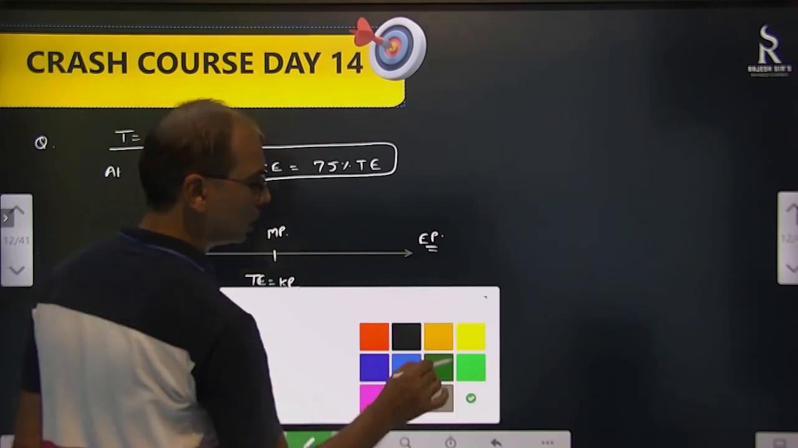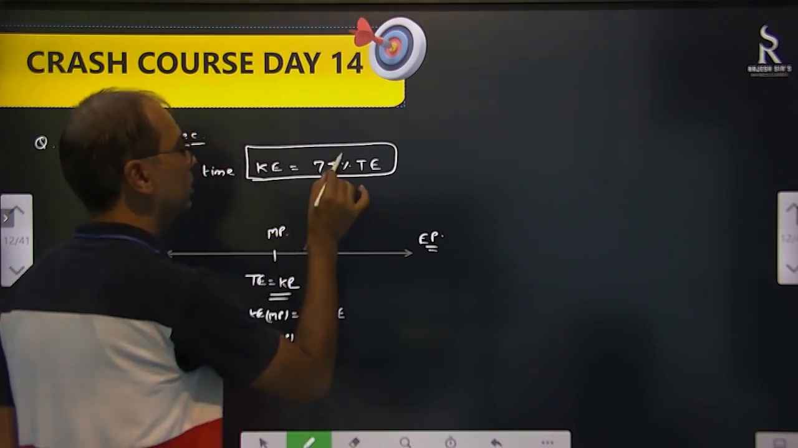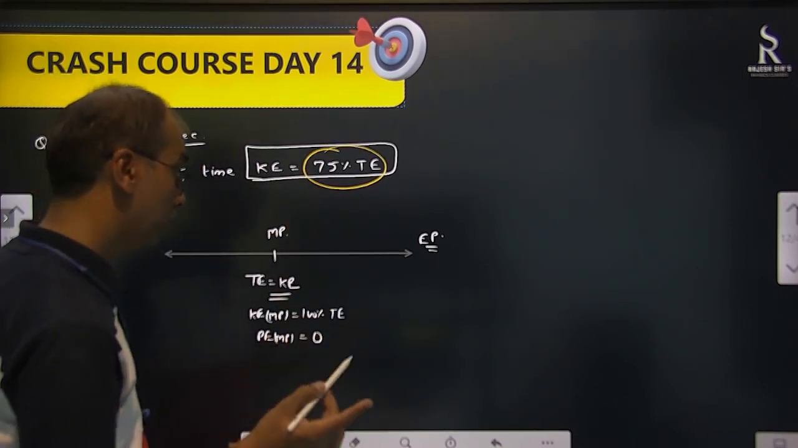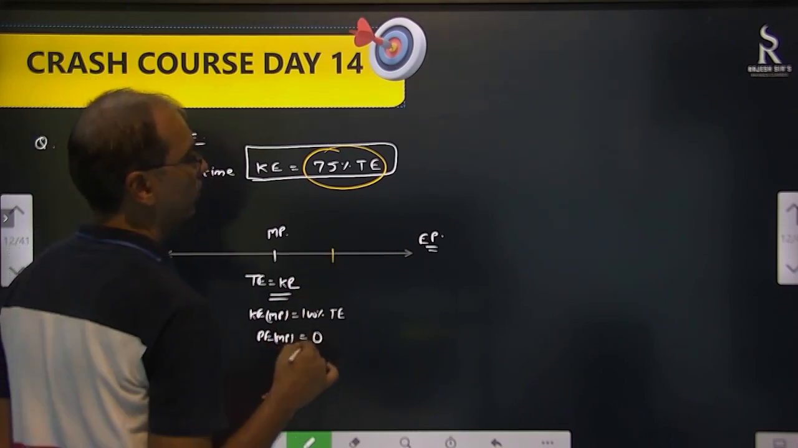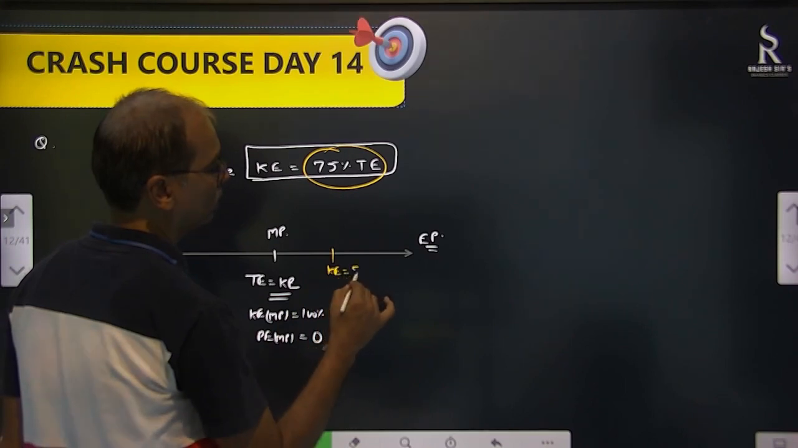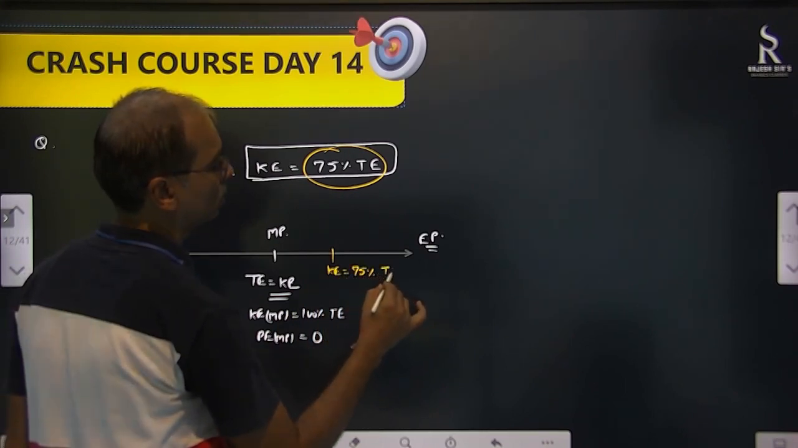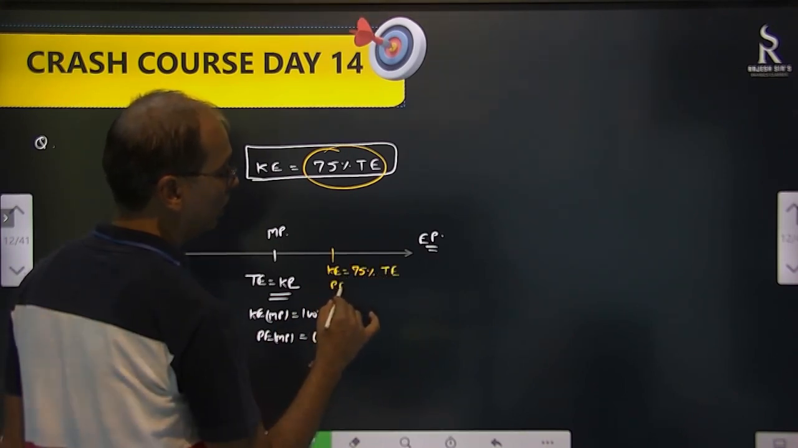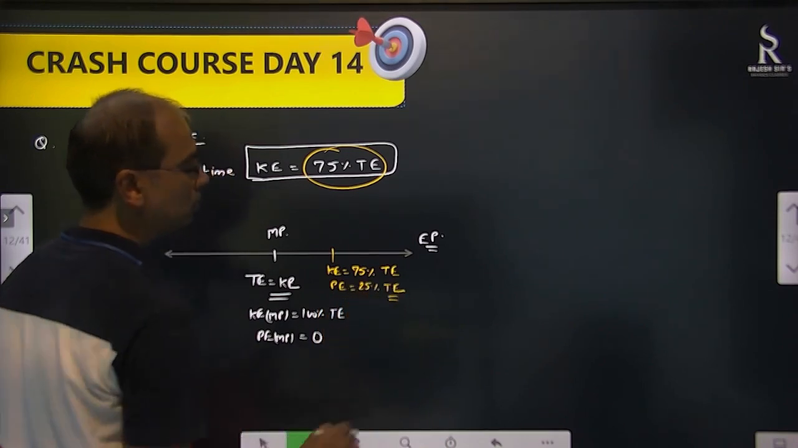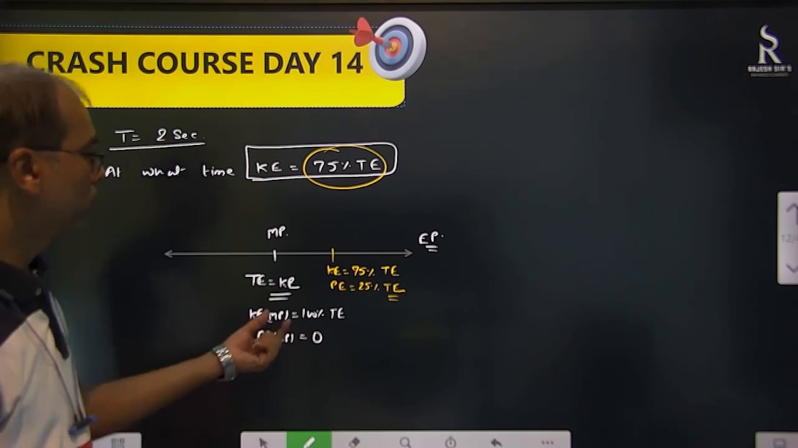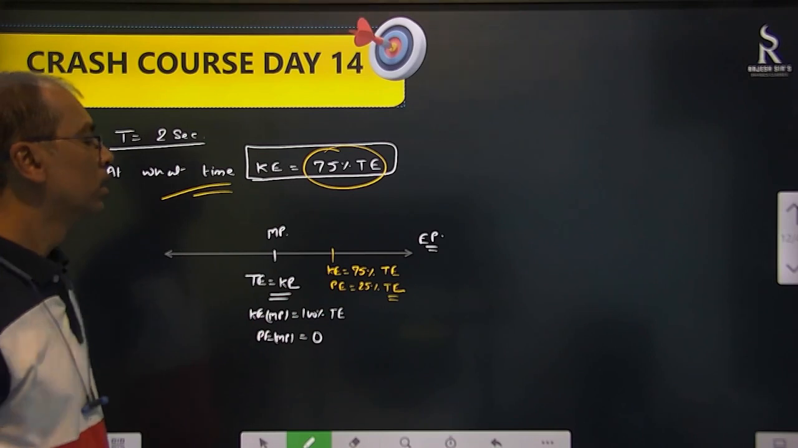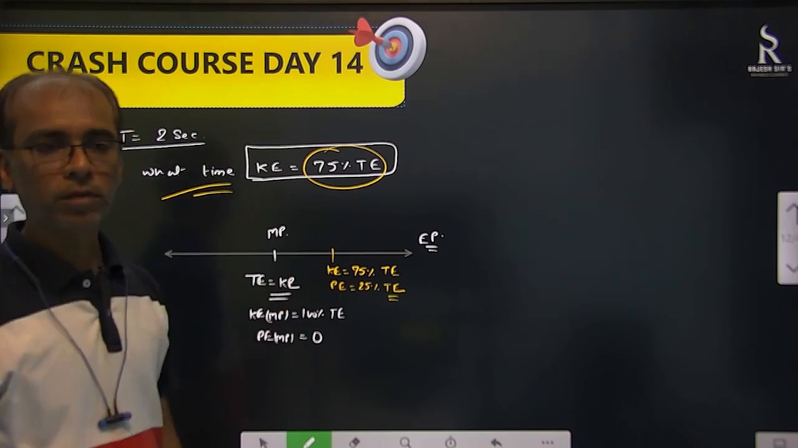Now the question is, when kinetic energy is 75% of total energy, then where is the other 25%? Potential energy. Somewhere here maybe. So kinetic is 75% of total, then PE is 25% of total energy. What is the question asking? At what time? Okay, fine. So potential energy is 25% of total energy.